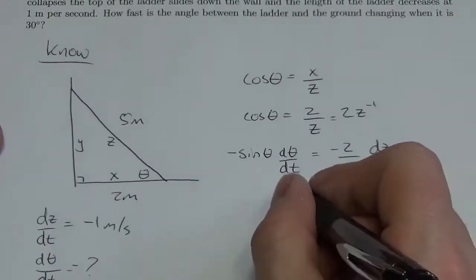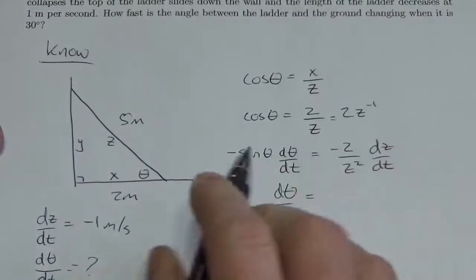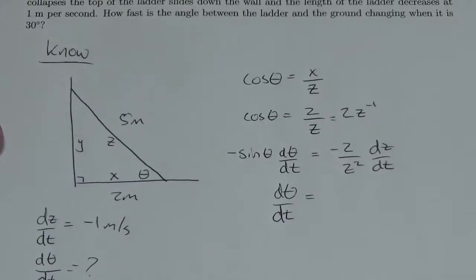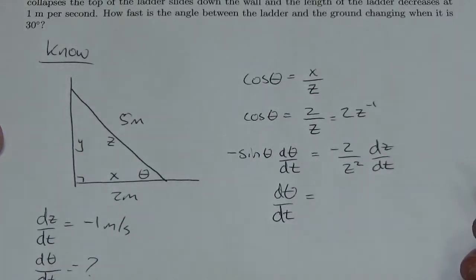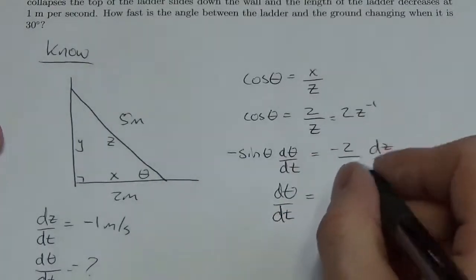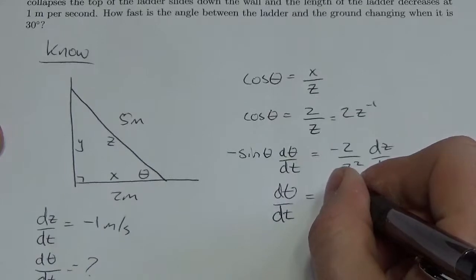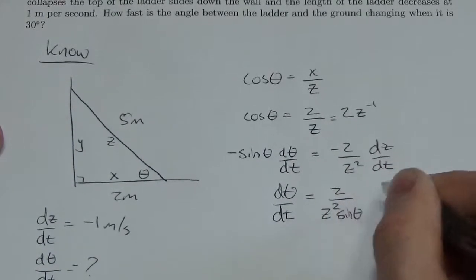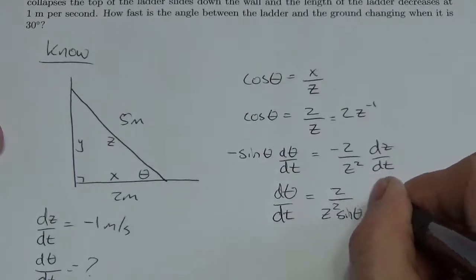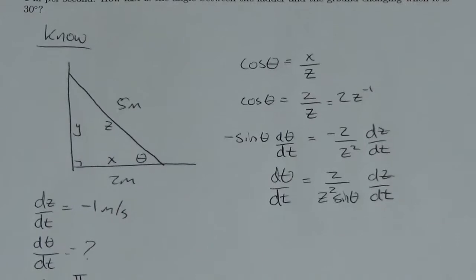So I'm going to divide both sides by sine of theta. So d theta by dt is going to equal, well, now the negatives are going to cancel there. Is that right? Yeah. And so that is going to be 2 over z squared sine theta dz by dt. All right, now I'm going to start to plug things in.